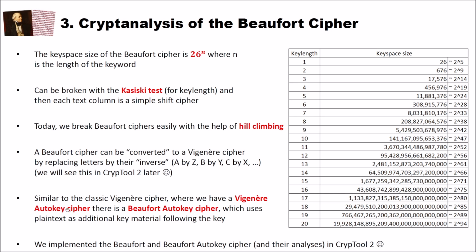And similar to the classic Vigenère cipher, where we have a Vigenère autokey cipher, there is also a Beaufort autokey cipher, which uses plaintext as additional key material following the key. So instead of writing the keyword and then the keyword and then the keyword above the plaintext, you write at first the keyword and then you write a copy of the plaintext above the other part where there's no keyword, and this is what we call the autokey cipher. And these, of course, can also be analyzed in CrypTool 2. And over the course of the last weekend, I implemented the Beaufort and Beaufort autokey cipher and their cryptanalysis in CrypTool 2.